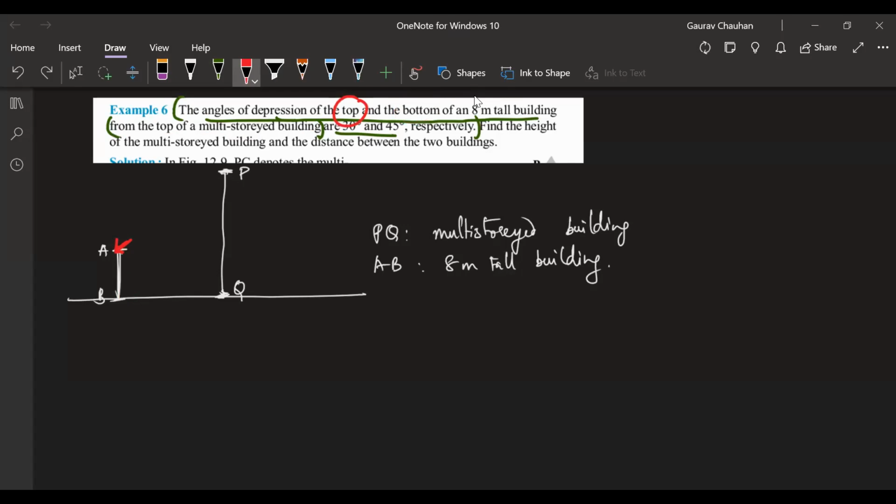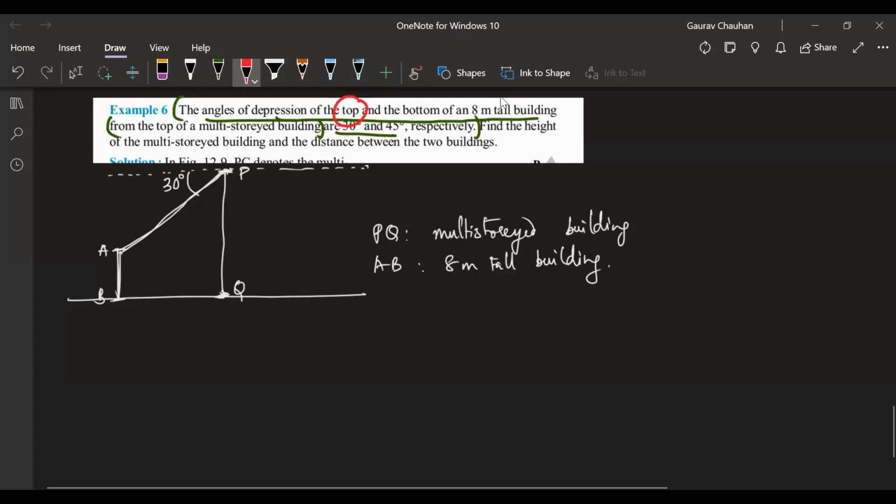So from the top of the building, from P, I'm going to draw one line of sight to the top of the small building, which is A. This is my first line of sight. So how does my angle of depression come now? Now I have to make a horizontal. This will be my horizontal, correct? This will be my angle of depression. This is 30 degrees. Everyone okay so far?